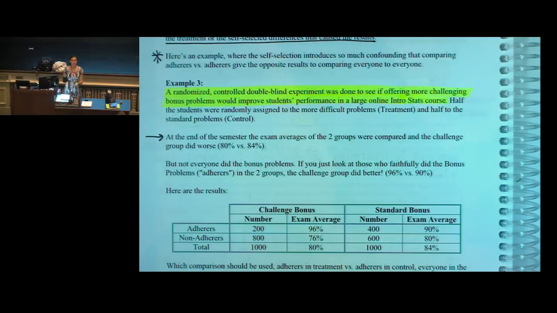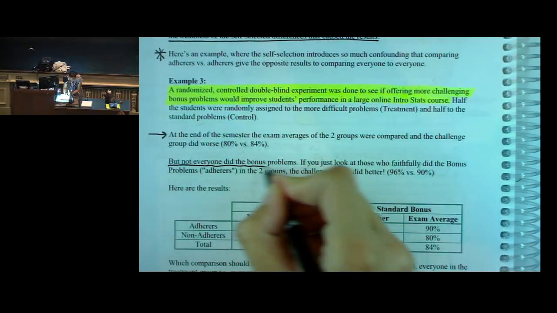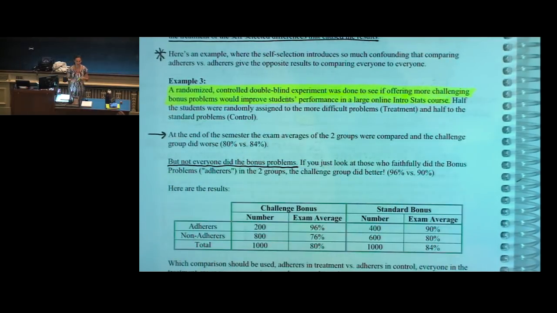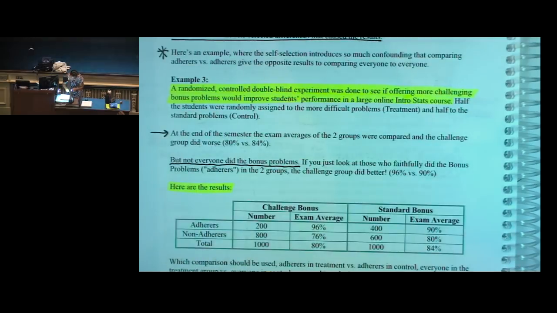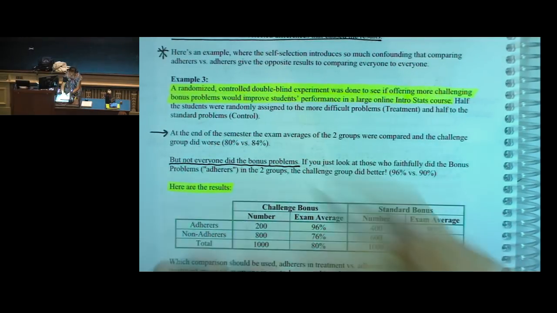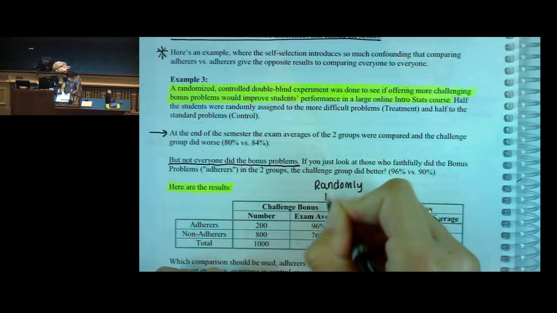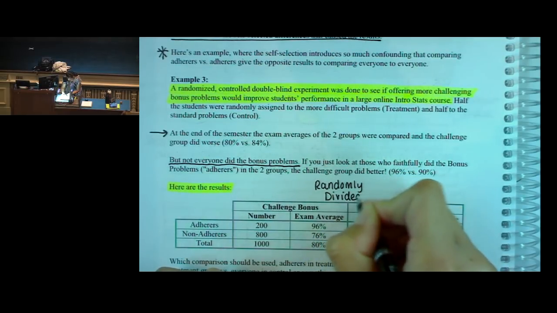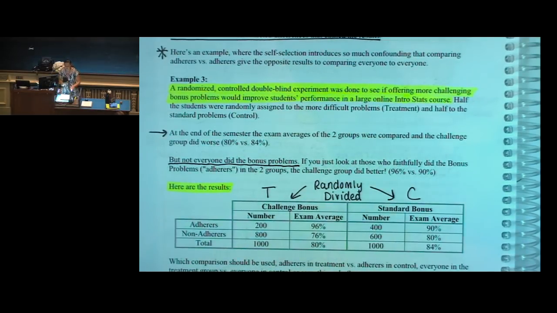So we looked at the data and saw this was a problem, right? Not everyone did the bonus problems, okay? Of course, not everyone in the class does 100% of the bonus. And we looked at these adherers versus non-adherers. And what we saw was, here are the results. So again, we took the whole class and we randomly divided them into treatment and control. All right?